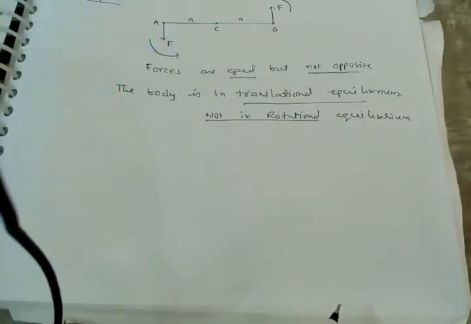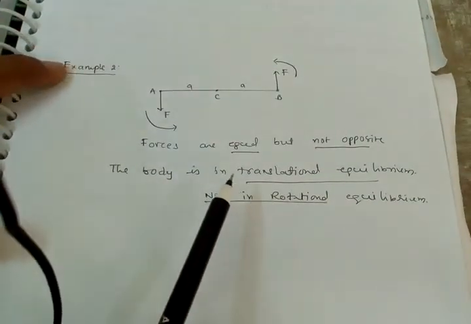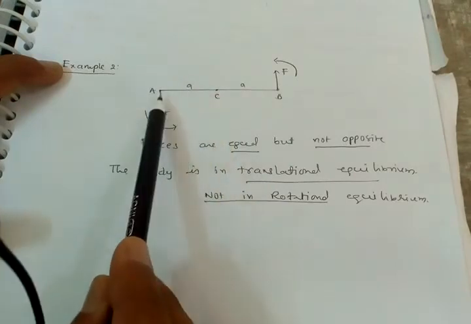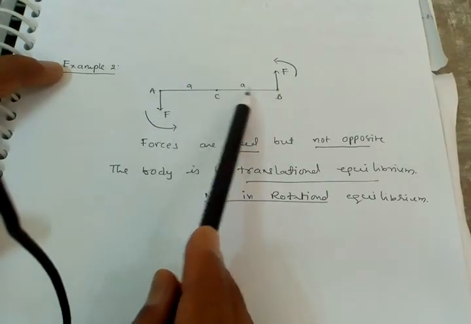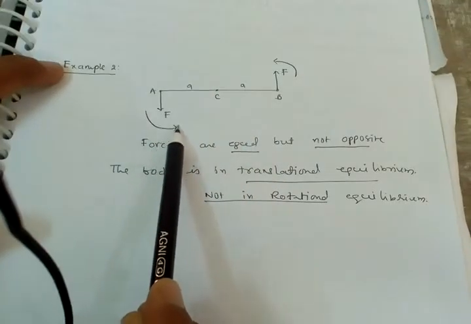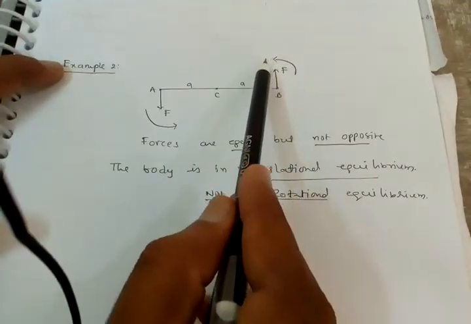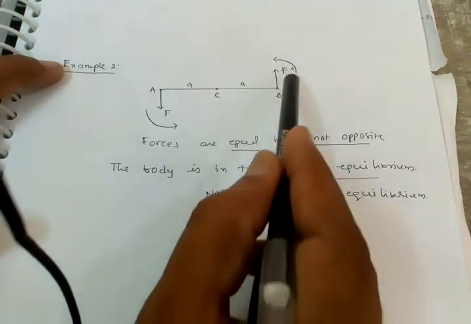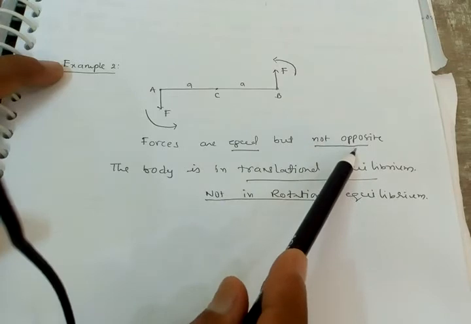I am taking the same example but with different moments of forces here. See here, point A, point B, C is the midpoint. The distance between A and C is a. The distance between C and B is a. So here one force is acting in this direction, and another force is acting in another direction. The forces are equal but not opposite.